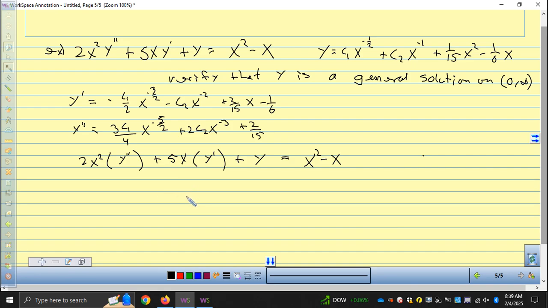And in this case, we would say y sub c is c1 x to the minus 1/2 plus c2 x to the minus 1. That would be the solution to 2x squared y double prime plus 5x y prime plus y equals 0. And the particular solution, y sub p, is 1/15 x squared minus 1/6 x. It will not be very long before we talk about how we find these particular solutions.